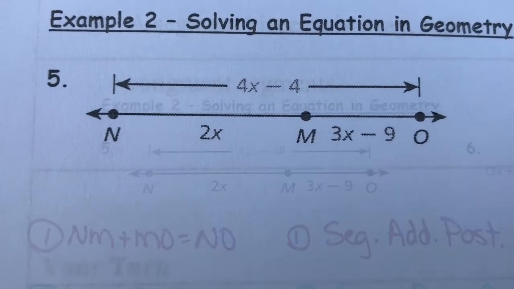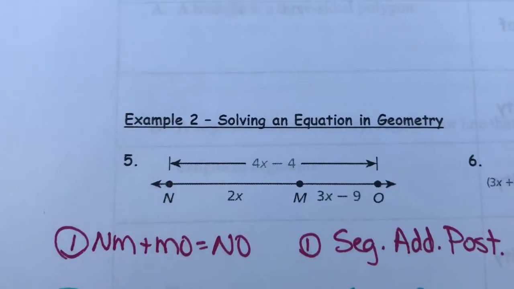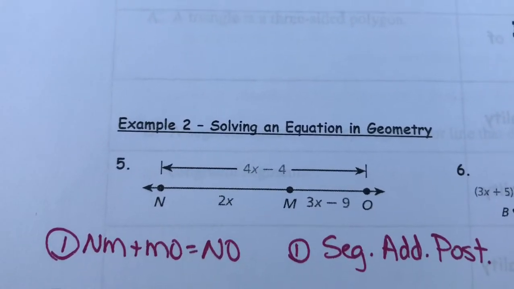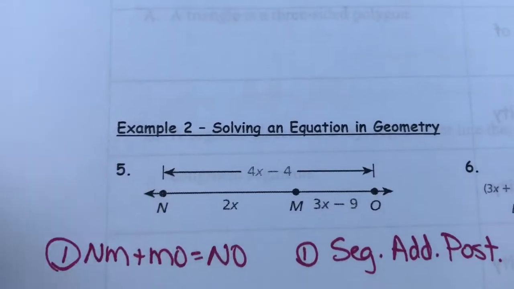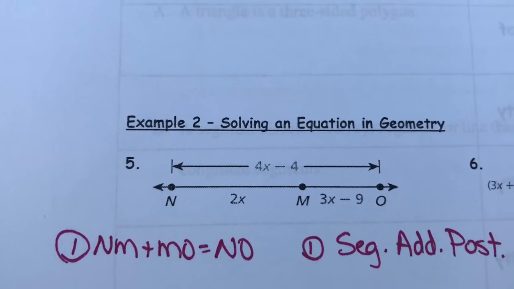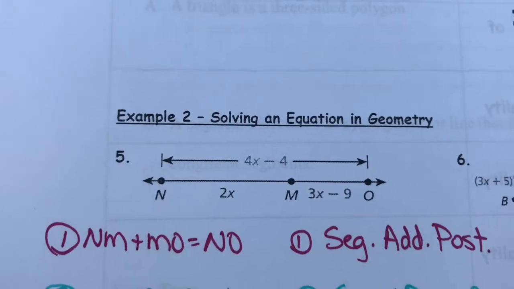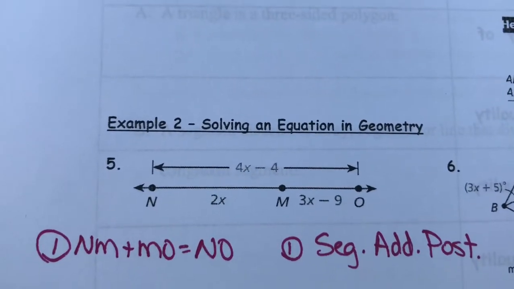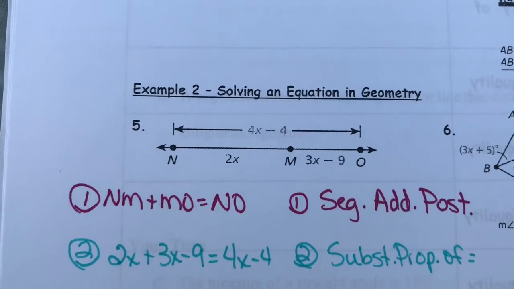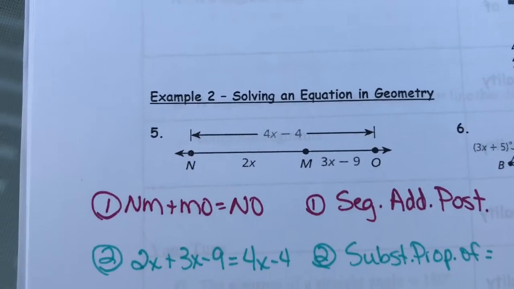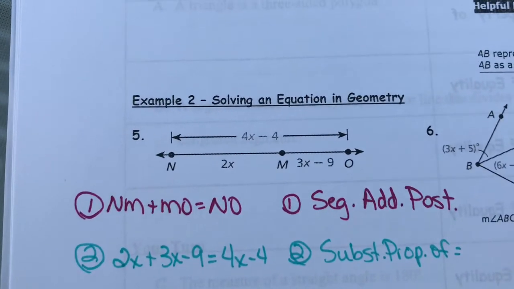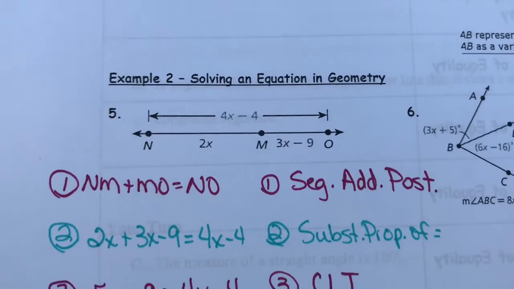What to do? Well, the first thing you'll need to do is show that the two smaller pieces have a sum of the larger segment. So the length of segment NM plus the length of segment MO is equal to the length of segment NO. And that's called the segment addition postulate. Then you could put the numbers and symbols in instead of the segments. So we've got 2x plus 3x minus 9 is equal to 4x minus 4. And that's called the substitution property of equality.